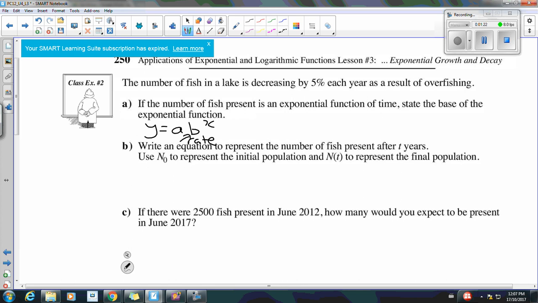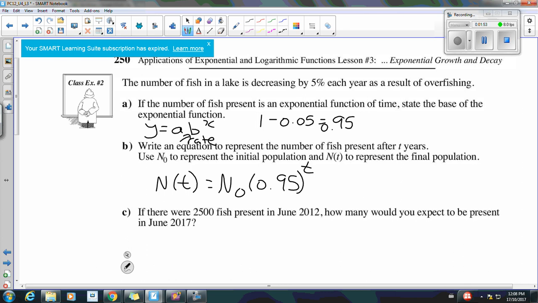So if we are losing 5% a year, that means we are keeping 95% of the population. So our rate would actually be 0.95, not 0.5. We want to use the percentage that is staying to see what our final amount is. So we'll write an equation to represent the number of fish present after t years. Well, the number after t years is our initial population times our rate to the power of t.